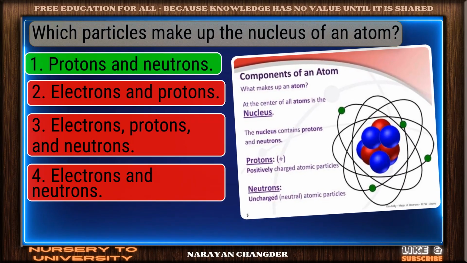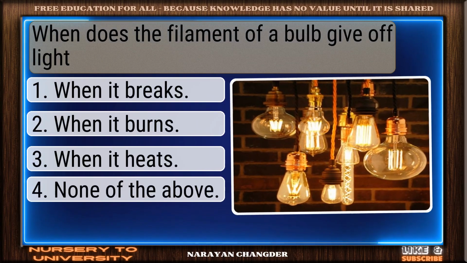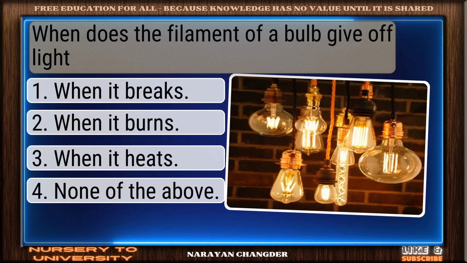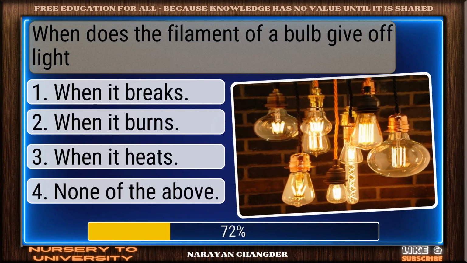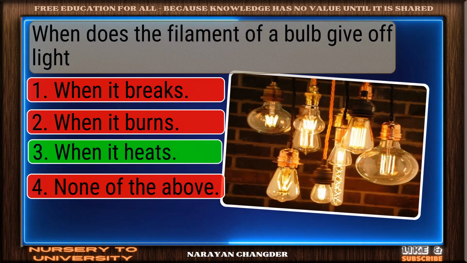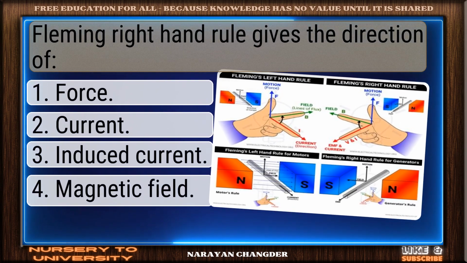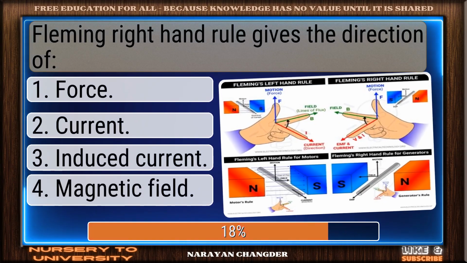Bravo. Protons and neutrons is the answer. Question number 84. When does the filament of a bulb give off light? You got it. Your choice when it heats is right. Question number 85. Fleming right-hand rule gives the direction of?